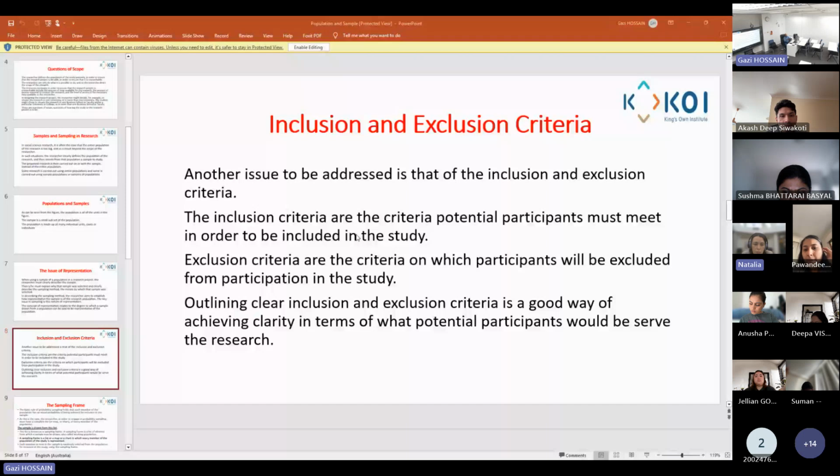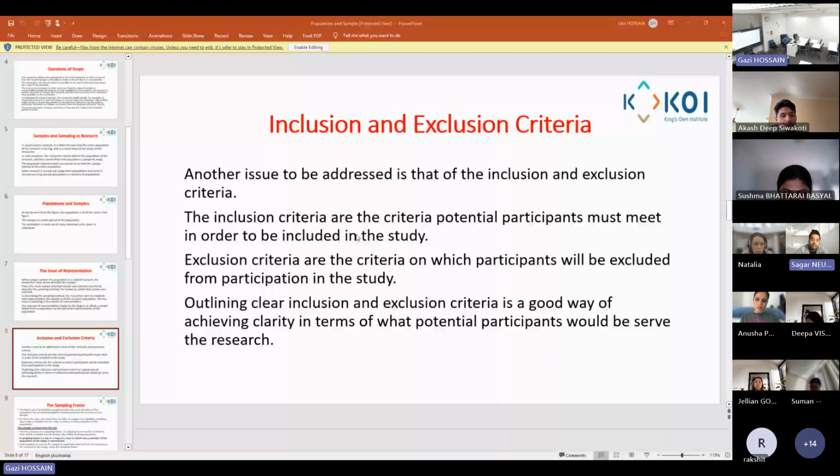Let me give you another example. So the domestic student will be in an exclusion criteria, right? So domestic students also will be excluded. Though they are at university, though they are at a higher level of study, they will also be excluded.